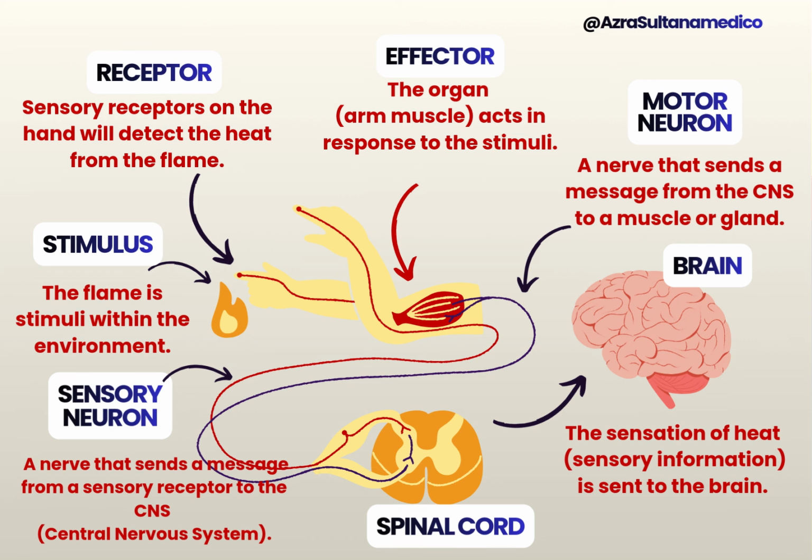After the decision is made, the signal travels through a motor neuron. A motor neuron is a nerve cell that carries messages from the central nervous system to an effector. The motor neuron sends an electrical impulse from the brain or spinal cord to the muscle in your arm.